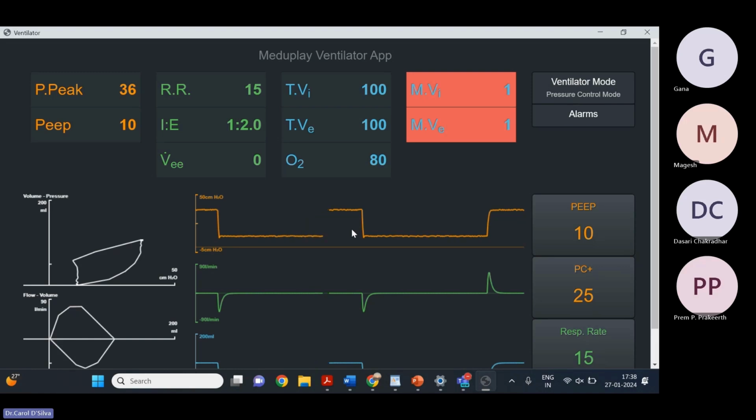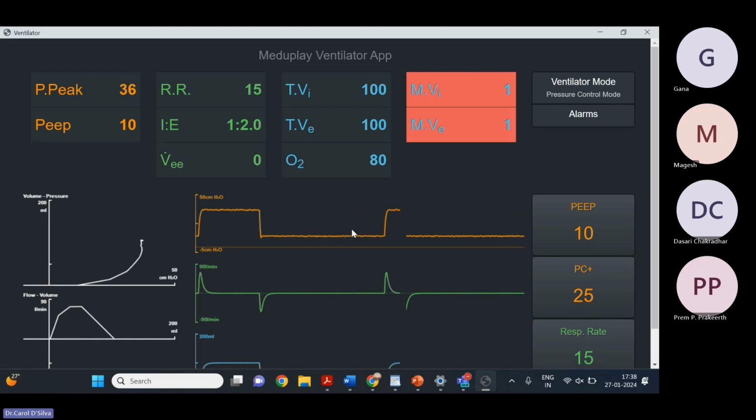I think this is enough for today, right? At least I gave you all the concepts of pressure control, volume control, equation of motion. PS CPAP is another topic by itself. CPAP, that's spontaneous breathing. Today I only talked about controlled breathing. So I hope it made a little bit of sense.